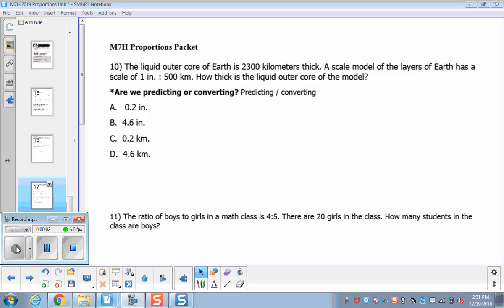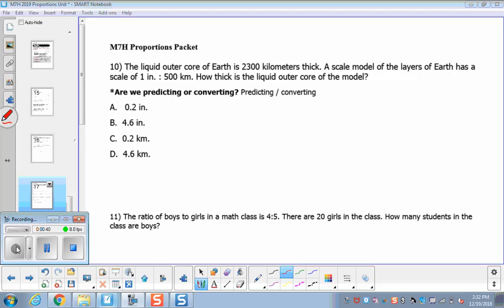So this is a video that goes with page 13 of your proportions packet. And we're going to start up here now with question 10. The liquid outer core of the Earth is 2,300 kilometers thick. A scale model of the layers of Earth has a scale of 1 inch to 500 kilometers. What that means is that 1 inch of the scale model represents 500 kilometers of the actual outer core of Earth in real life. How thick is the liquid outer core then of the model?